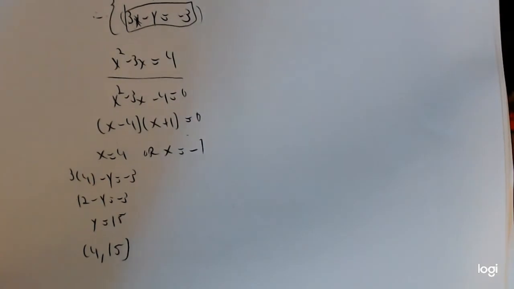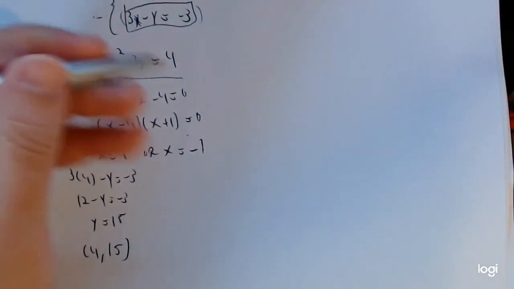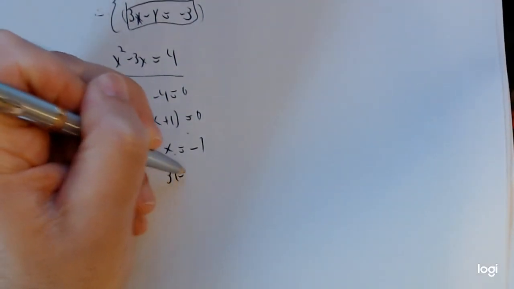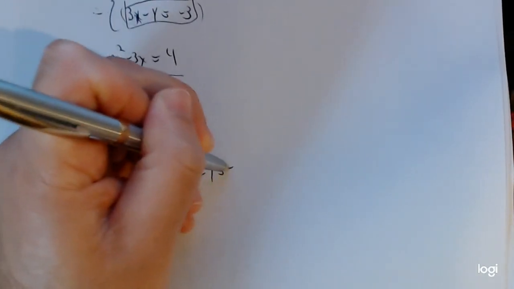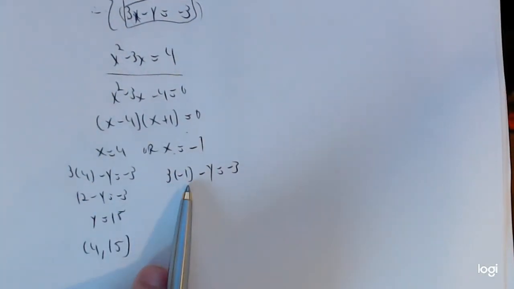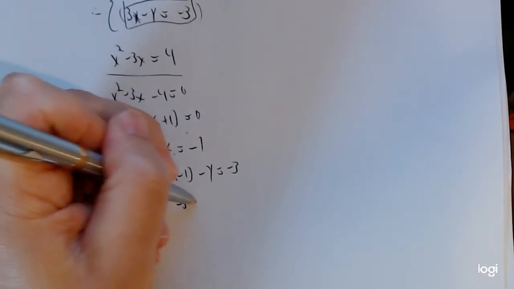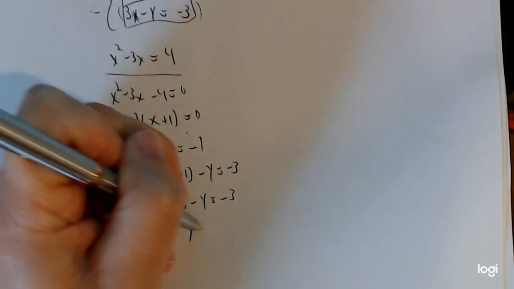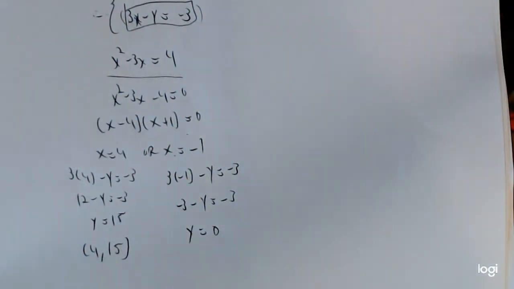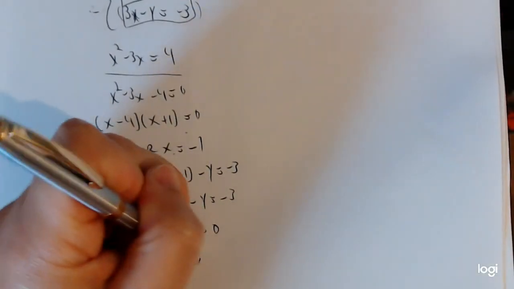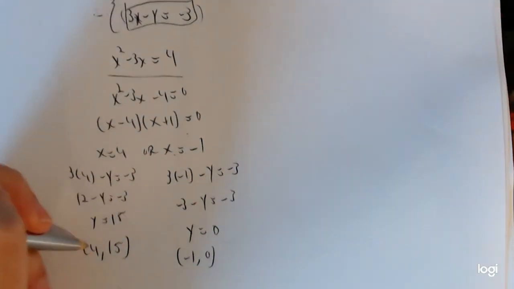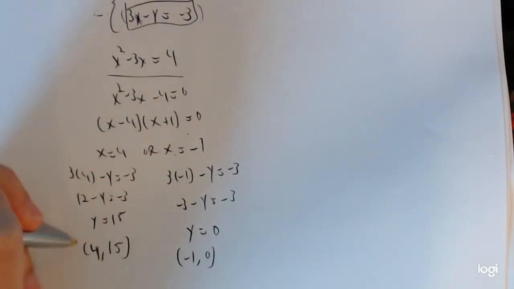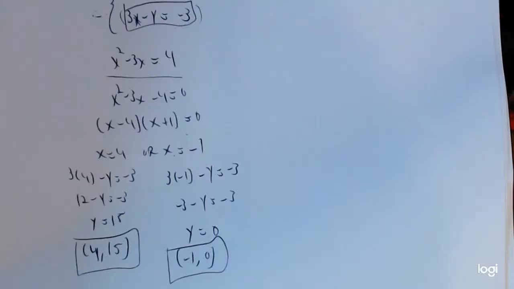Okay, and then what would my second solution be? It would be when x is -1, it will be 3 times -1 minus y equals -3. That's negative 3 minus y equals negative 3, and then if I add 3 I get y equals 0. Okay, so the second solution is (-1, 0). So with that said, we got two solutions out of this, and that's basically it.